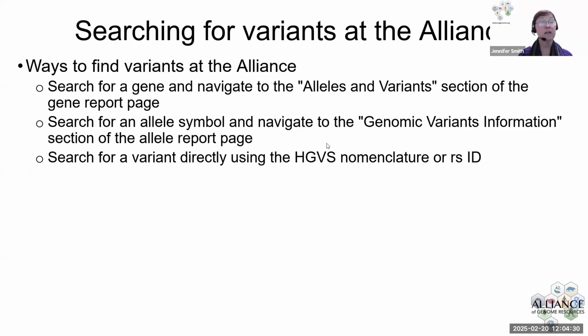So we're going to start by talking about some ways to find variants at the Alliance. So there are a number of ways that you can do that. You can search for a gene and then go to the alleles and variants section of the gene report page. You can search for an allele symbol and navigate to the genomic variants information section of the page. Or you can search for a variant directly using HGVS nomenclature or an RSID. I'm only going to talk about the first of these options in any detail.